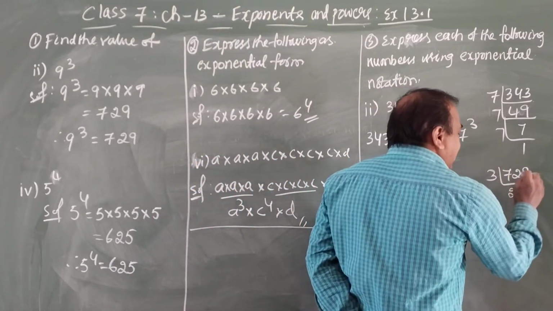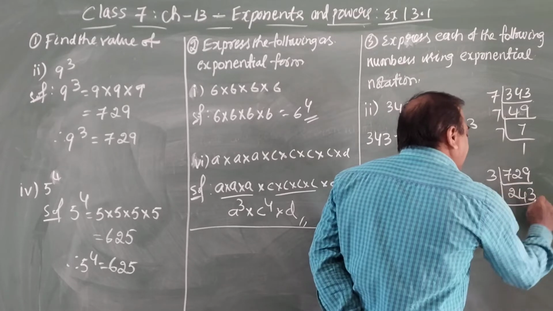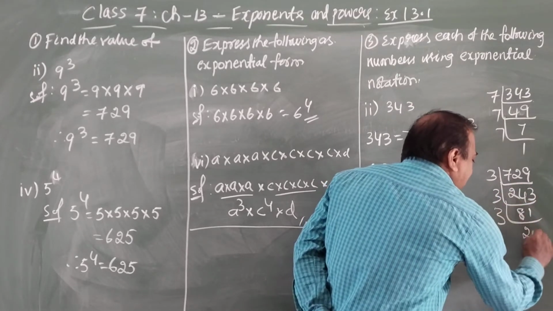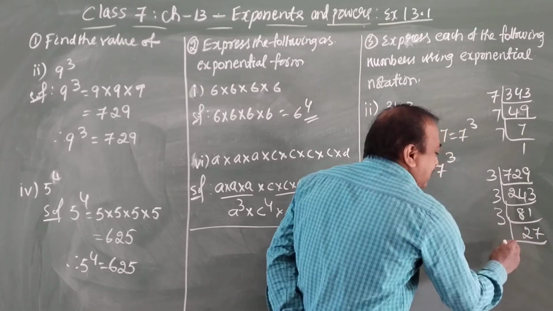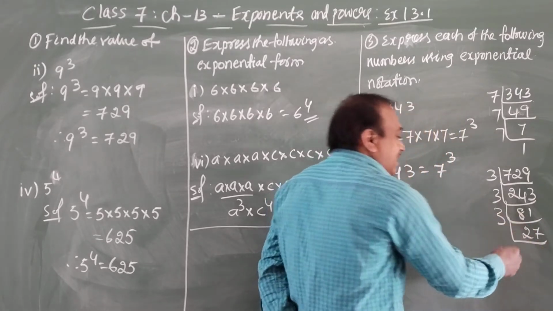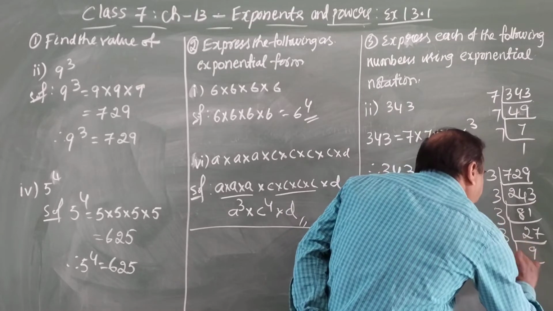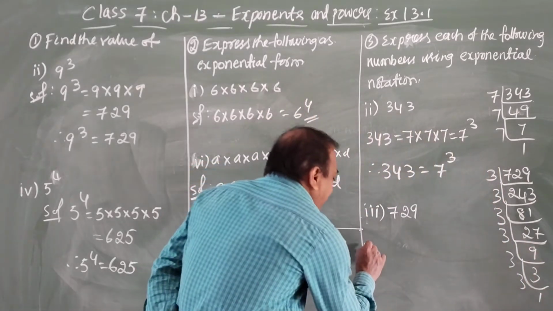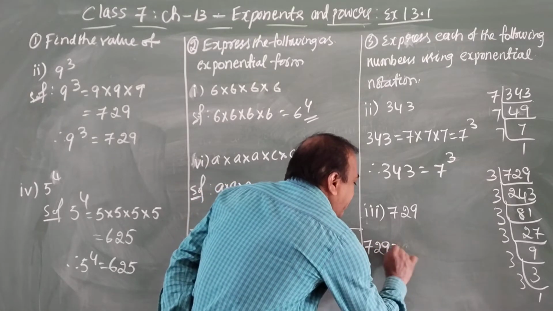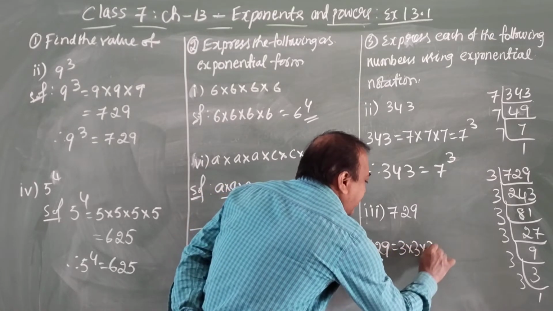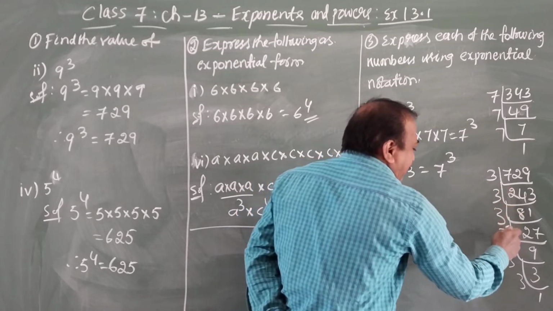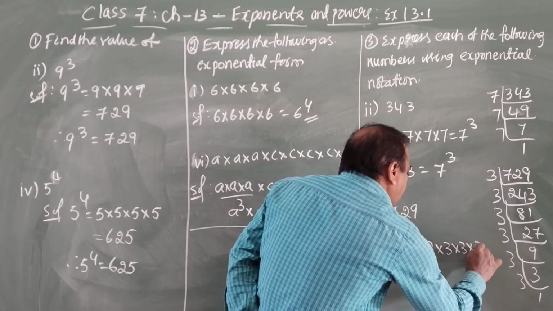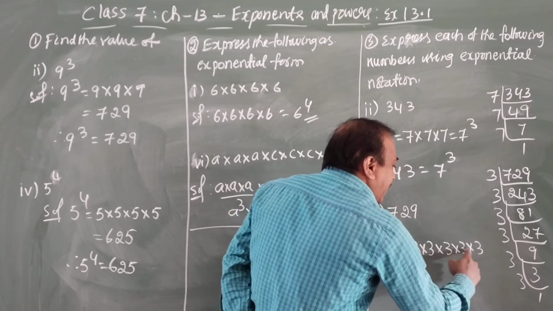3 2s are 6, 3 4s are 12, 3 8s are 24, 3 1s are 3, then 327. 3 2s are 6, 3 7s are 21, 3 9s are 27, 3 3s are 9 and 3 1s are 3. Now 729 is equal to 3 into 3 into 3 and so on, 1 2 3 4 5 6 times, into 3.